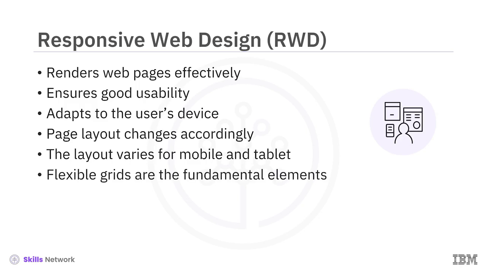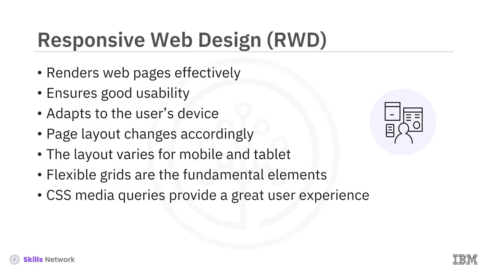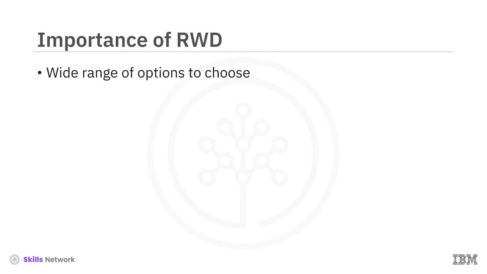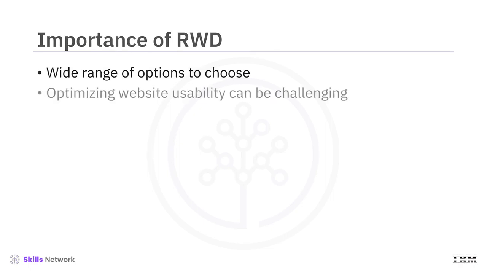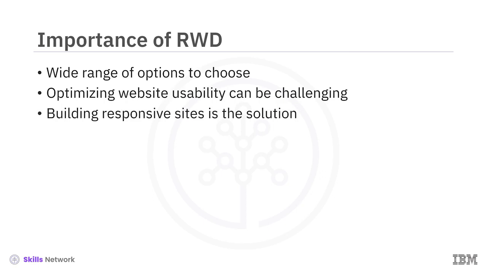The fundamental elements of responsive design are flexible grids. Using cascading style sheets, CSS, media queries, all assets can adapt to different screen sizes and resolutions. This results in a great user experience as the website automatically adapts to the resolution depending on the device used. There is a wide range of options to choose from when it comes to devices, but optimizing website usability across various devices can be challenging for developers. Building responsive sites is the answer to these challenges.